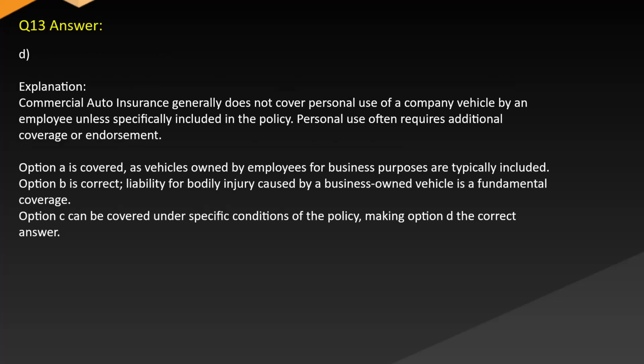Answer. D. Explanation. Commercial auto insurance generally does not cover personal use of a company vehicle by an employee unless specifically included in the policy. Personal use often requires additional coverage or endorsement. Option A is covered as vehicles owned by employees for business purposes are typically included. Option B is correct. Liability for bodily injury caused by a business-owned vehicle is a fundamental coverage. Option C can be covered under specific conditions of the policy, making option D the correct answer.